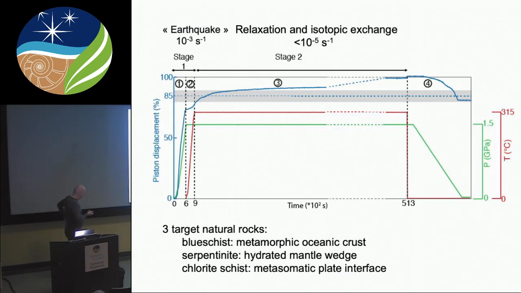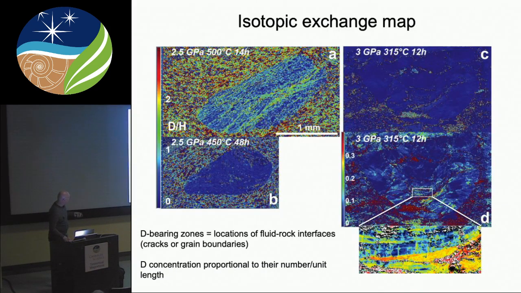We studied three natural rocks, one blueschist that corresponds to what we expect in the oceanic crust, a serpentinite, which would correspond to the hydrated mantle wedge, and a chlorite schist. Chlorite is a clay mineral that is stable down to more than 100 kilometers, and which we assume represents what we could expect as a metasomatic rock at the plate interface. And then we do this mapping of the isotopic exchange.